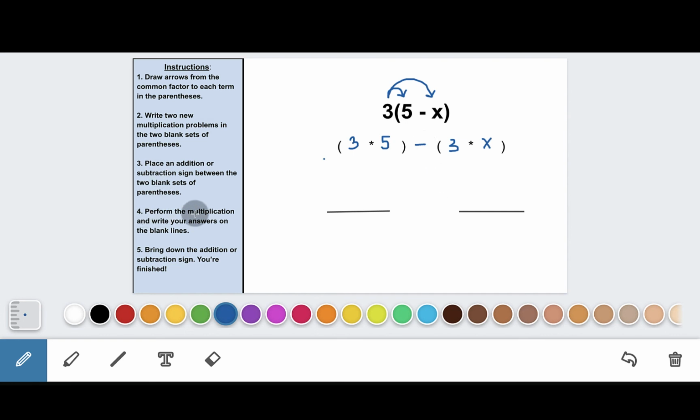Instruction number 4, perform the multiplication and write your answers on the blank lines. I'm going to do the multiplication step here. 3 times 5 is 15, and 3 times x is 3x. And bring down the addition or subtraction sign. You're finished. So 15 minus 3x. 3 times the quantity 5 minus x simplifies to 15 minus 3x using the distributive property.